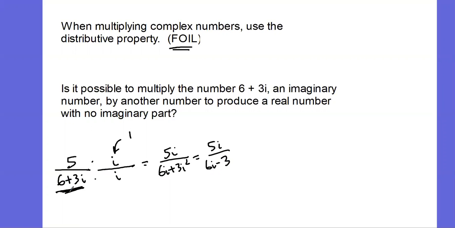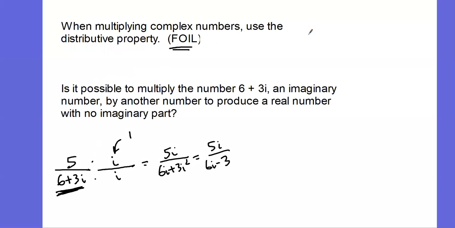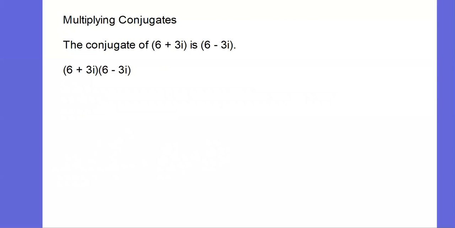So is there a way to do it? And the answer is yes. If you multiply by what's called the conjugate, which would be 6 minus 3i, you will eliminate all the imaginary stuff from the denominator. So let's actually show that working out with the problem that I just had. So what did I just have for a problem? I had 5 over 6 plus 3i. So let me rewrite that.